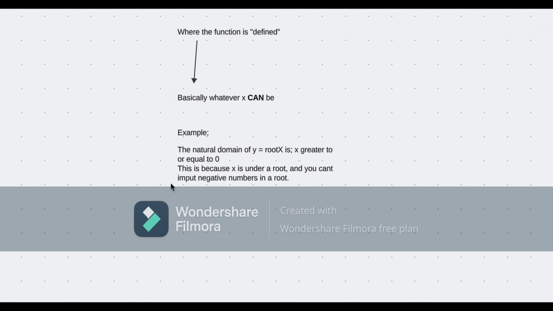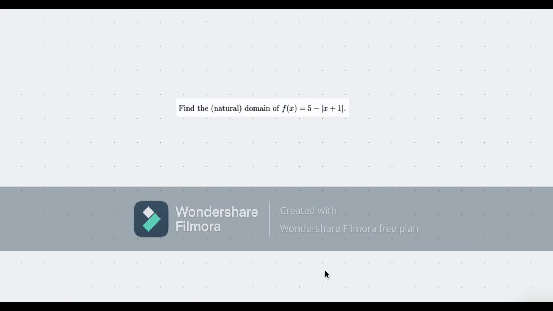The natural domain of root x is x must be greater than or equal to 0 because you can't take the root of negative numbers. Find the natural domain of f of x equals 5 minus the absolute value of x plus 1. Pause the video for a moment if you need a moment to figure it out.